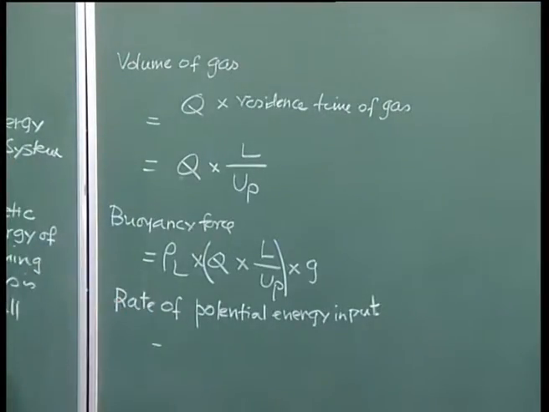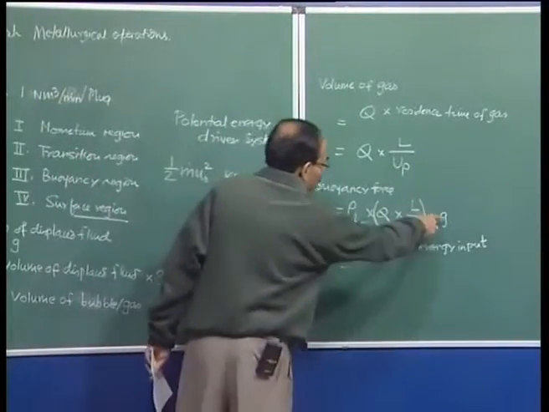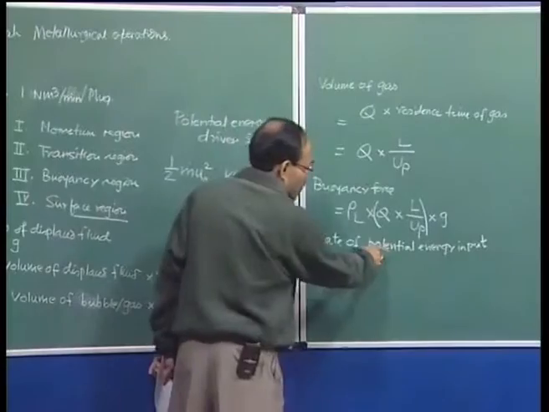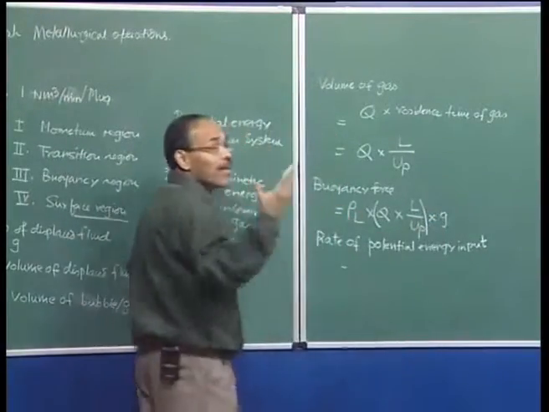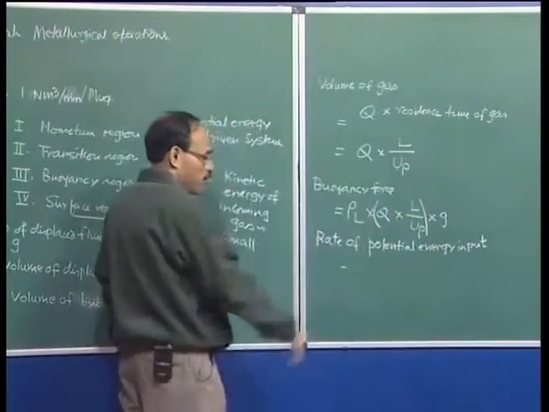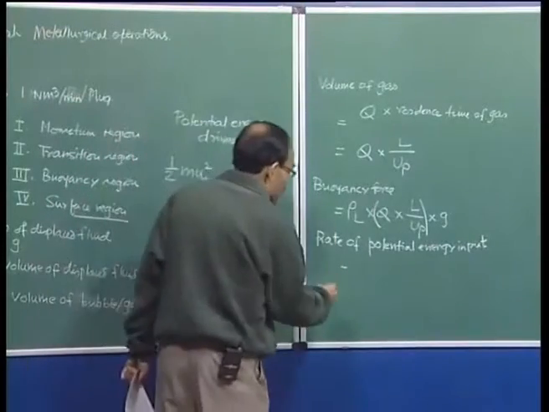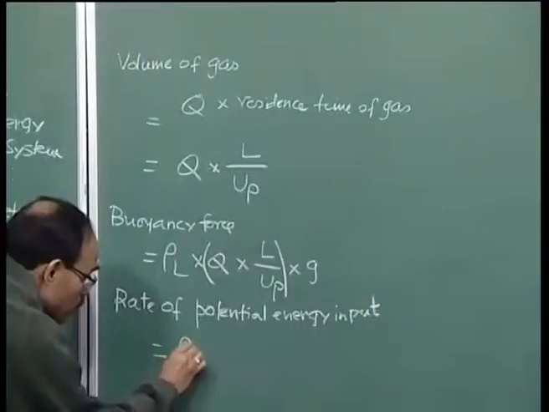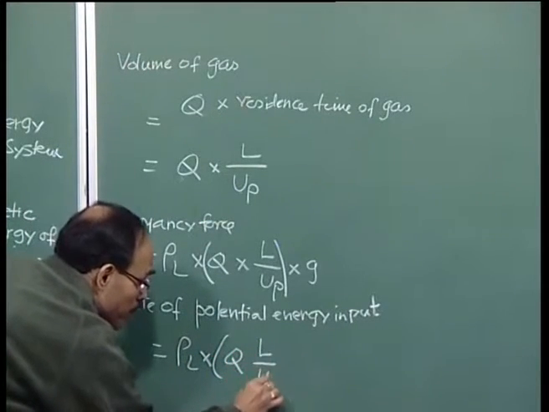So, the bubbles are rising with a certain velocity. If I multiply this with a velocity, I am going to get the rate of energy input. If I multiply with a displacement, I am going to get the work done. But on the other hand, if I multiply this with the rate of change of displacement, which is nothing but velocity, in that case I will get the rate of energy input, and this is then going to be equal to rho liquid multiplied by Q L by U P.